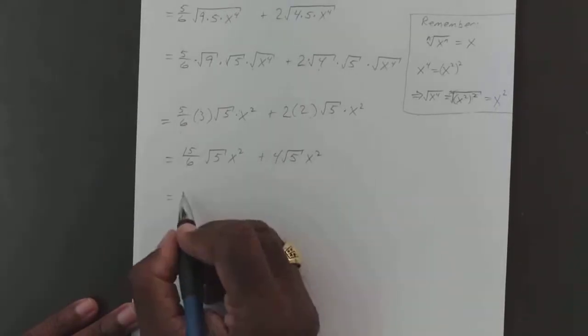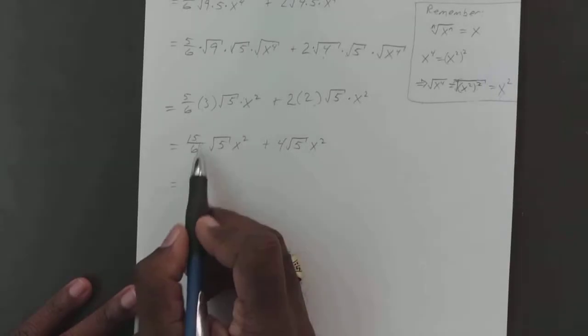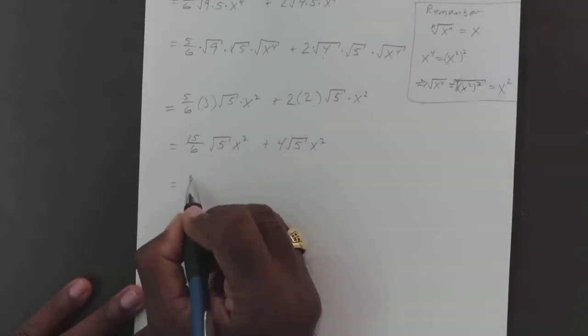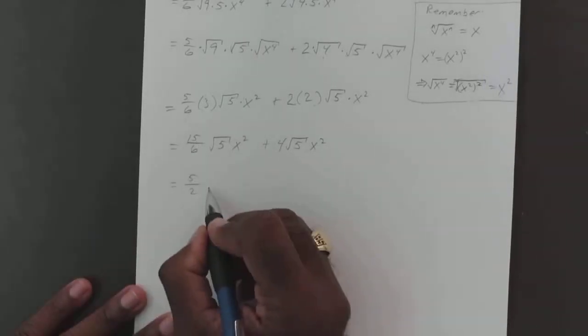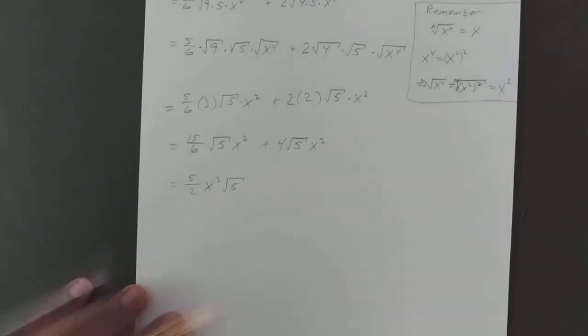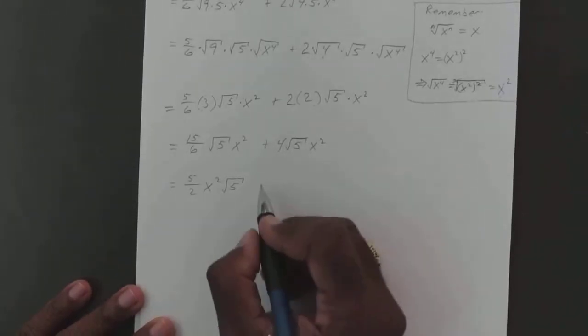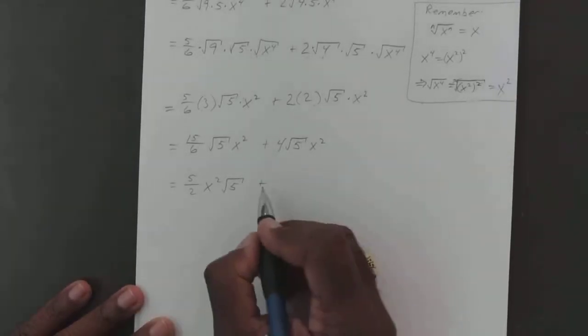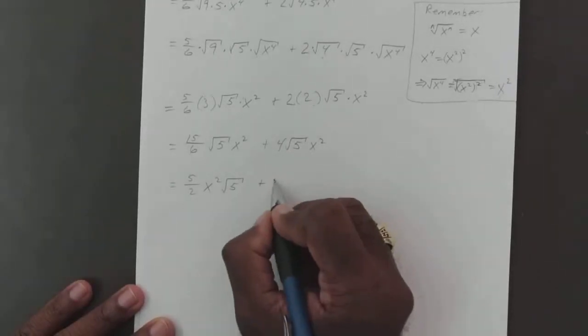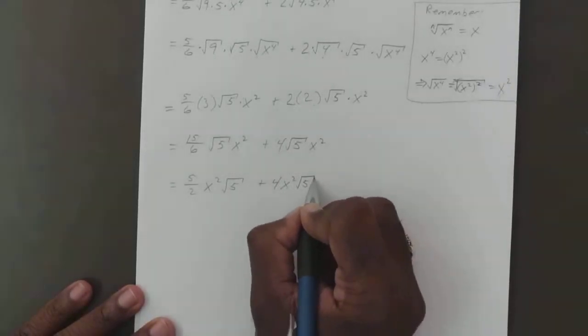Okay. But we do know, and let's go ahead and simplify it before we move to the next step. If we divide both of those by 3, we end up with 5 over 2, and I'll put the x squared over here. Let's kind of shuffle them around a little bit. You can do that with multiplication. Plus 4x squared square root of 5.